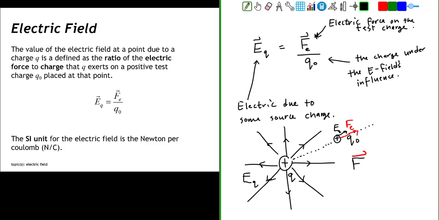We could rearrange this expression to say the electric force on charge Q naught is directly proportional to the electric field. And this is the way we normally express this relationship. We define the electric field as force per unit charge, but in practice, it's often more convenient to start our analysis by saying electric force is directly proportional to the product of the charge that's placed in an external electric field due to another source charge Q.